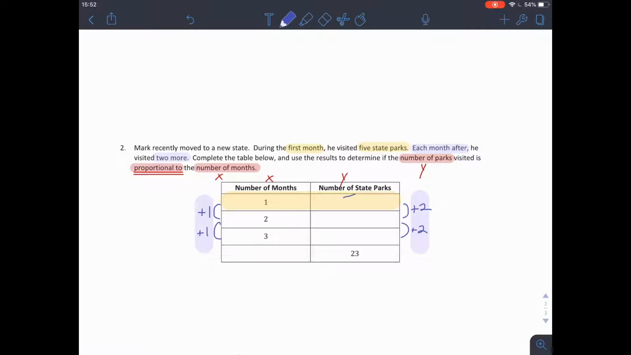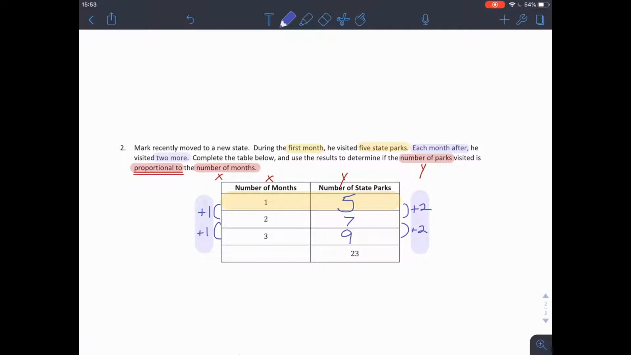So I notice, and I highlighted in yellow, that in the first month he visited 5 state parks. So on my table where there's number 1 for months, I can put the number 5 for state parks. I then highlighted in purple that each month after he visited 2 more. That lets me know that every time the number of months increases by 1, my number of state parks will increase by 2. So when I go from 1 month to 2 months, I will go from 5 parks to 2 more, which is 7 parks. When I go from 2 to 3 months, I will go from 7 parks to 2 more, which is 9.